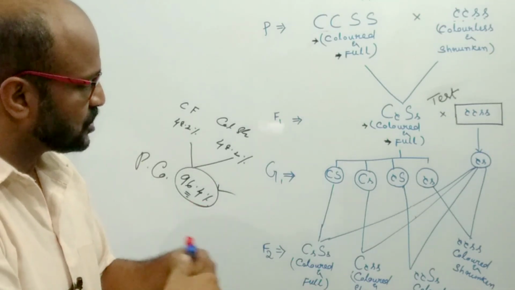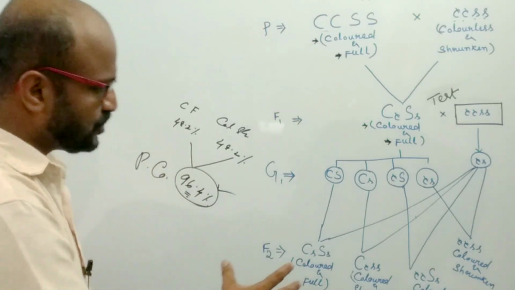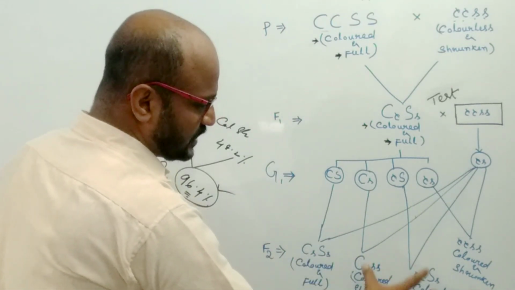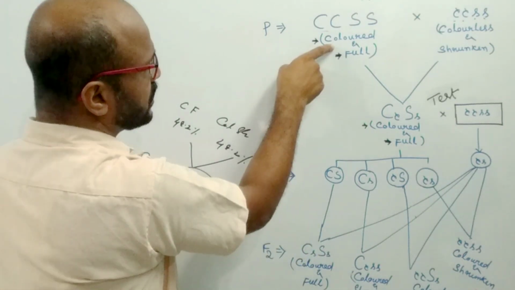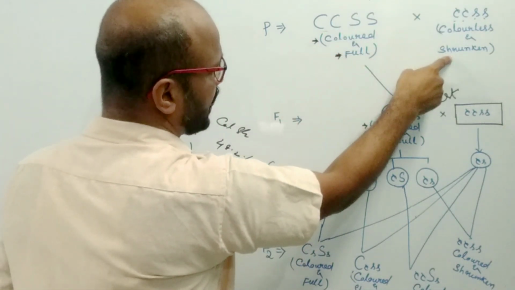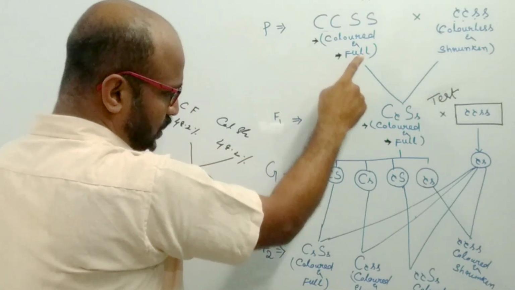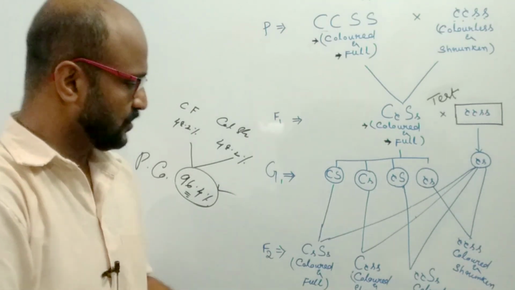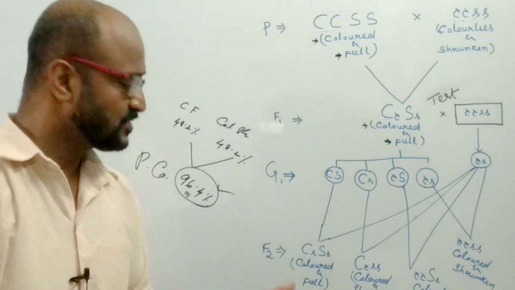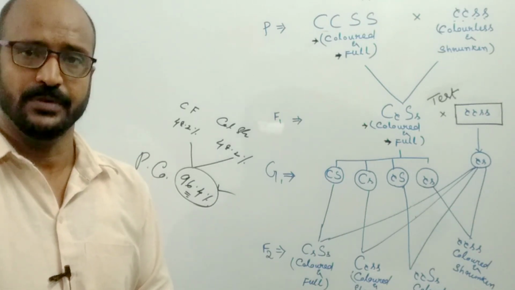That's why we are studying here the process of crossing over. Such non-parental characters develop because of crossing over. The colored character combined with shrunken, and the colorless combined with full, forms the non-parental characters, the 3.6%, because of crossing over. So what is the meaning of crossing over?